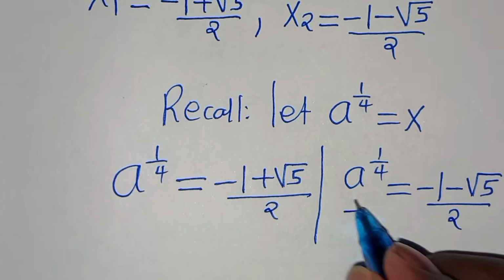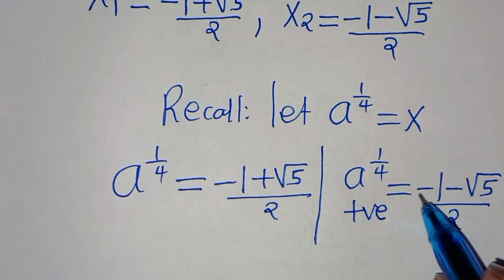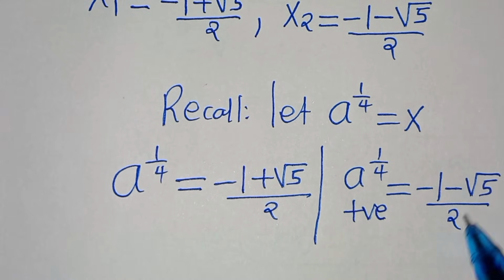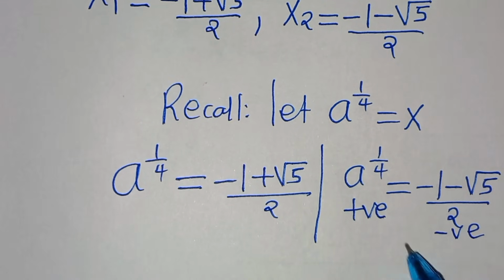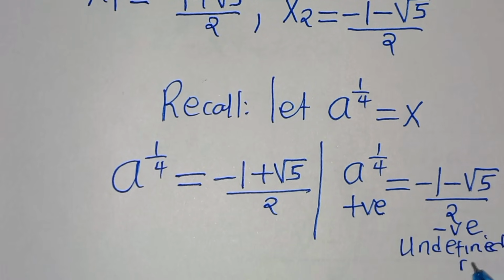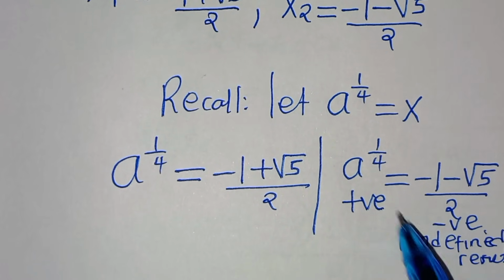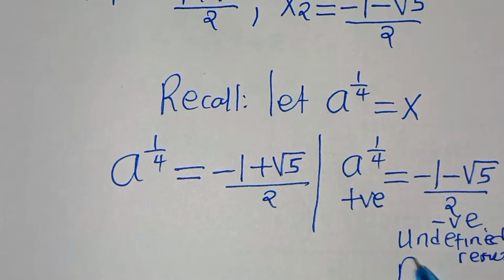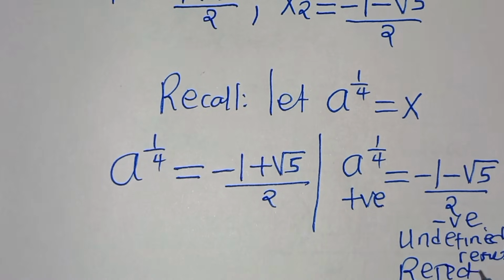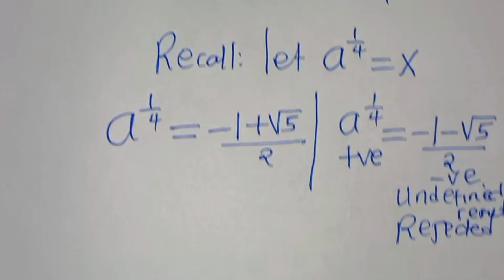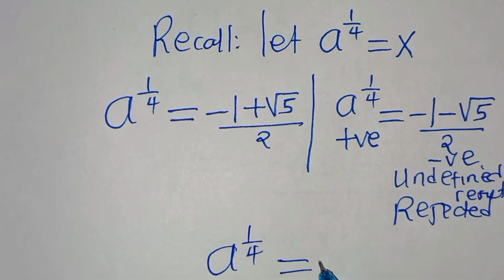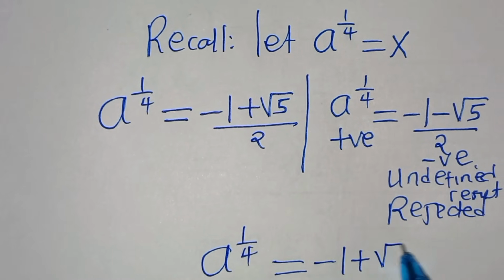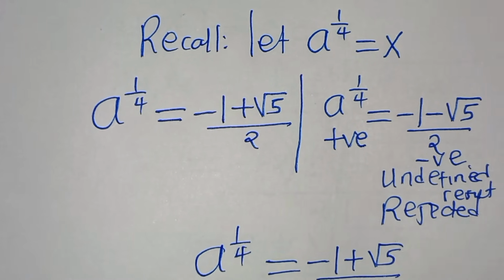So we have that a to the power of 1 over 4 will give us a positive value. But minus 1 minus square root of 5 divided by 2 is negative. So this means that here we'll have an undefined result. And therefore, this part here is rejected. So we have a to the power of 1 over 4 equal to minus 1 plus square root of 5 divided by 2.